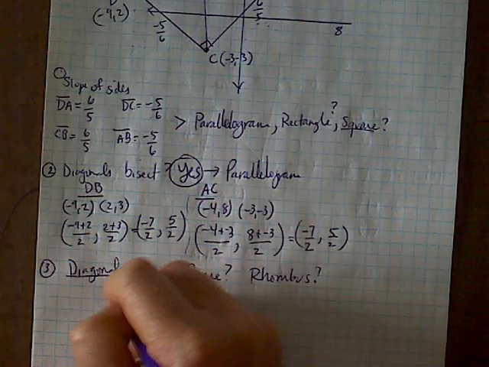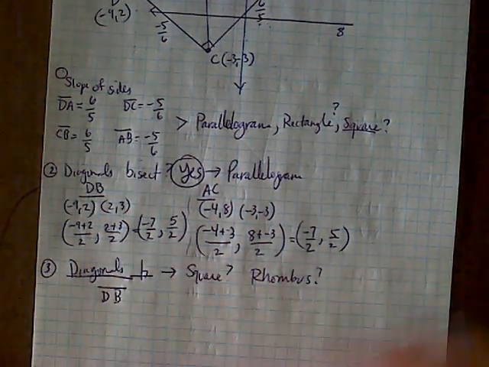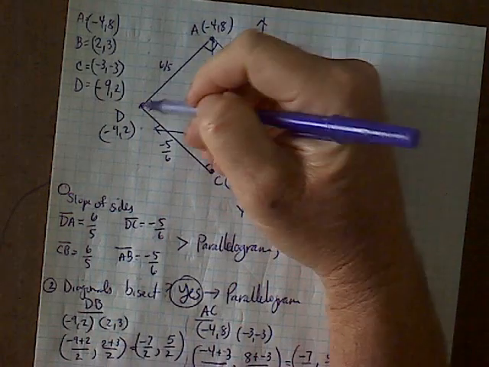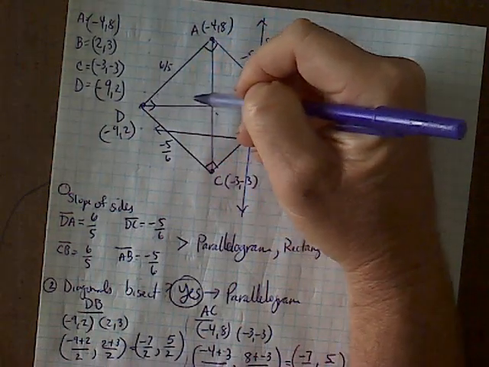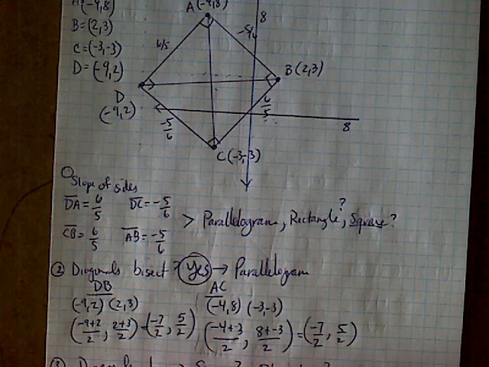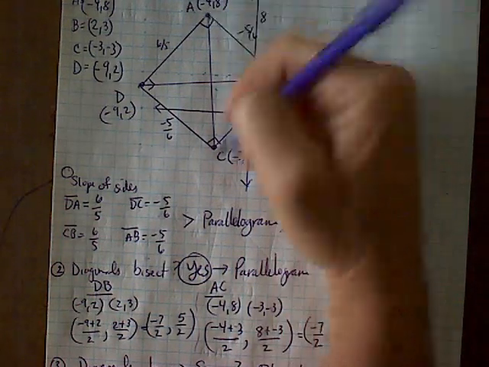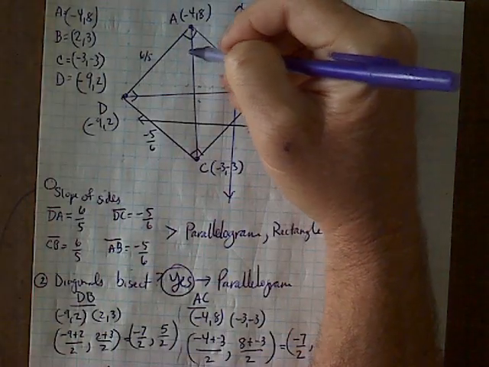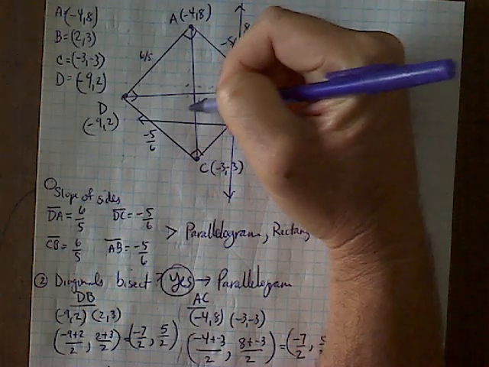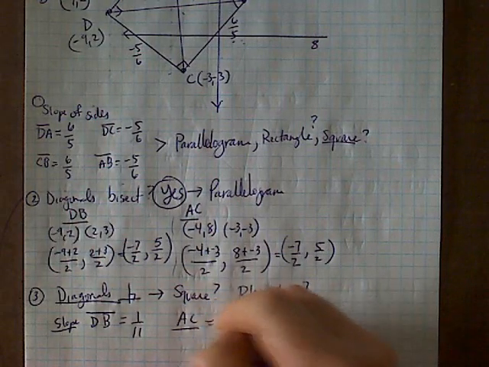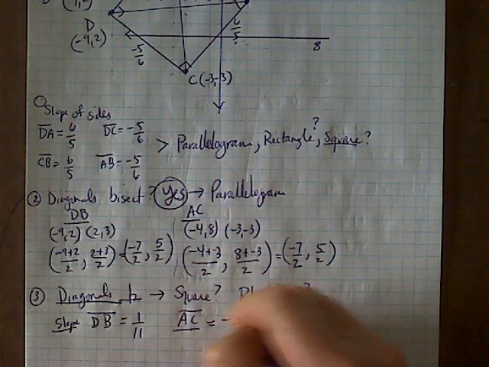This DB diagonal, okay, again, we're going to be finding the slope of diagonal DB. Okay, so we'll do that now. Go back up here, and we're going to be going up 1 over 1, 2, 3, 4, 5, 6, 7, 8, 9, 10, 11. So slope of DB is 1 over 11. And let's find it for AC. And it looks like it's down 1, 2, 3, 4, 5, 6, 7, 8, 9, 10, 11 over 1. So the slope of AC is going to be negative 11 over 1.